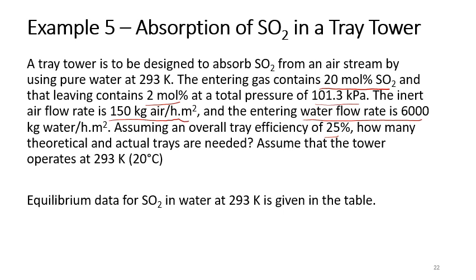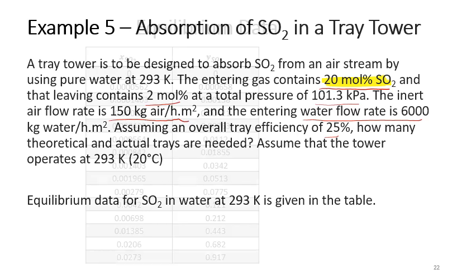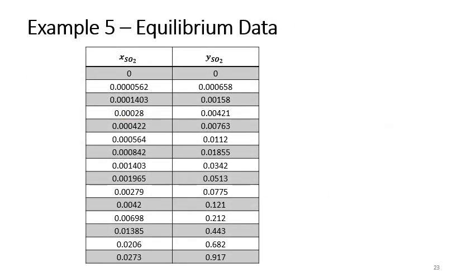Assume that the tower operates at 293 Kelvin. Equilibrium data is given in the table in the next slide. I just want to highlight in this example that 20% SO2 is considered a high concentration, so we cannot expect the operating line to be a straight line. In this case, I will show you that two points are not enough to construct the operating line. Also, the equilibrium data is given in a table, so you don't have a straightforward y equals mx relationship, and when you have a table, it is very unlikely that you will have a straight line for the equilibrium line.